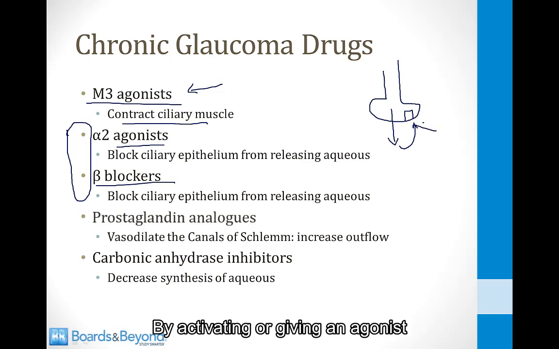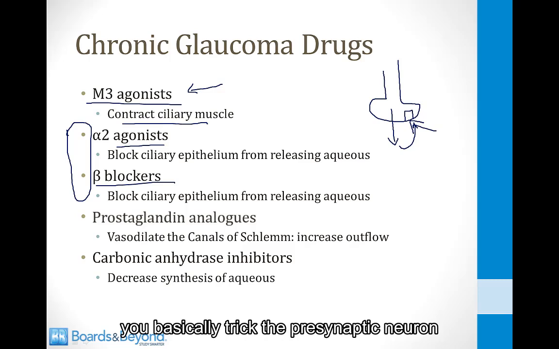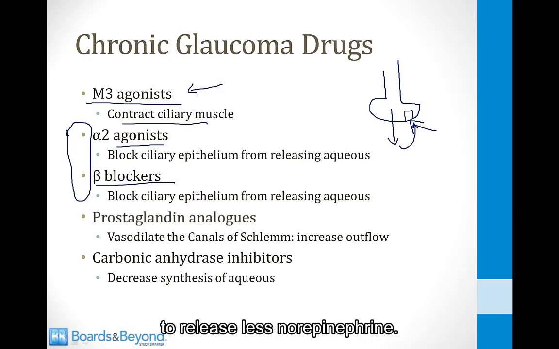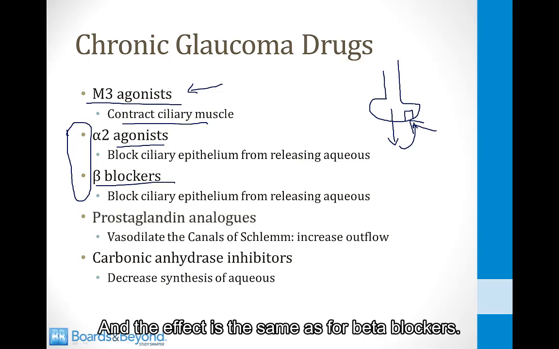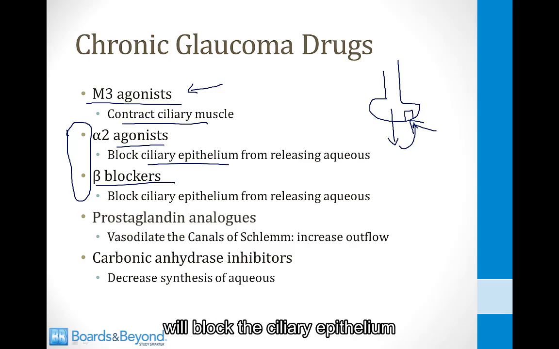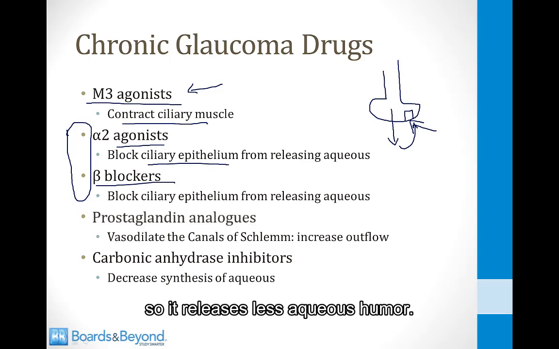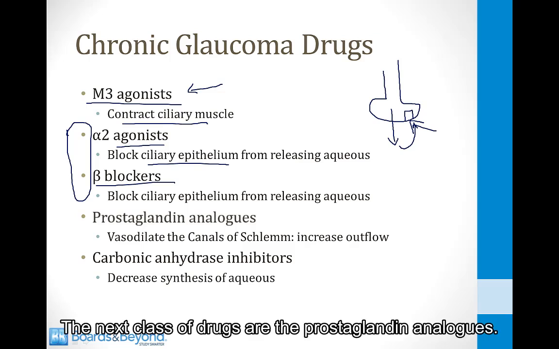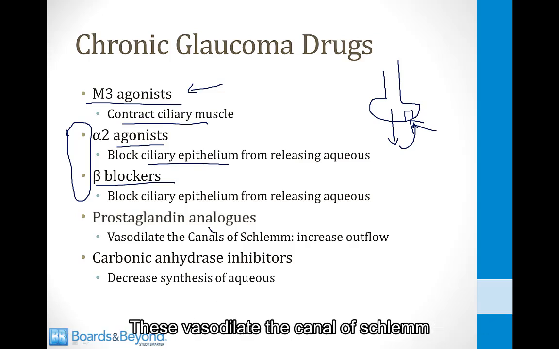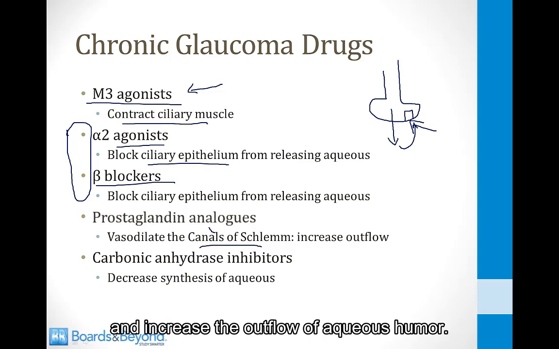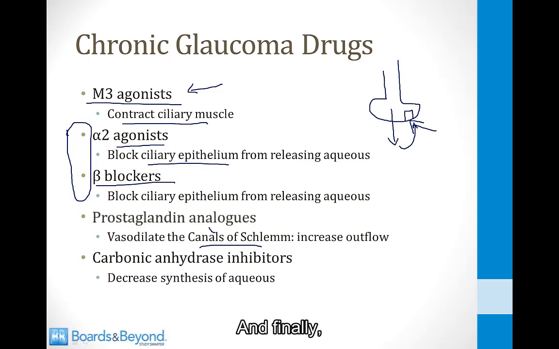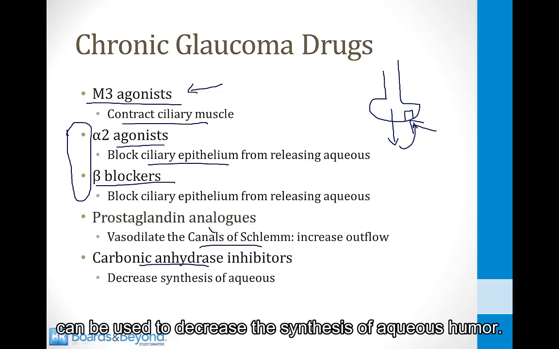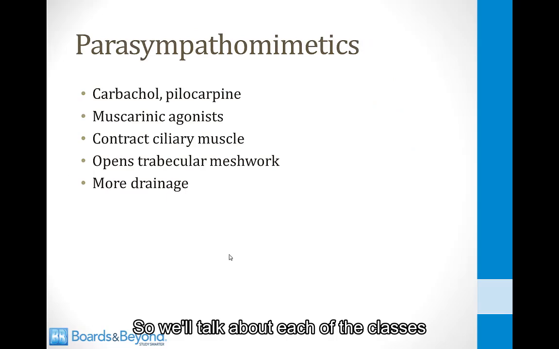By activating or giving an agonist to this alpha-2 receptor, you basically trick the presynaptic neuron to release less norepinephrine. And the effect is the same as for beta blockers. So both alpha-2 agonists and beta blockers will block the ciliary epithelium so it releases less aqueous humor. The next class of drugs are the prostaglandin analogs. These vasodilate the canals of Schlemm and increase the outflow of aqueous humor. And finally, carbonic anhydrase inhibitors can be used to decrease the synthesis of aqueous humor. So we'll talk about each of the classes in a little more detail.